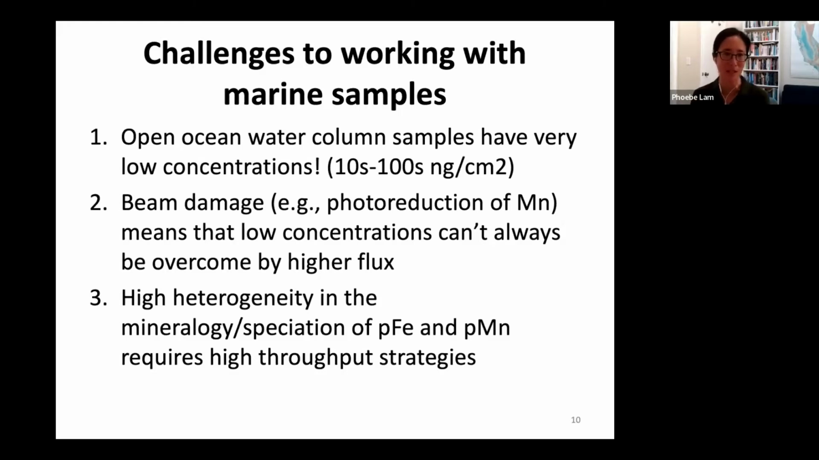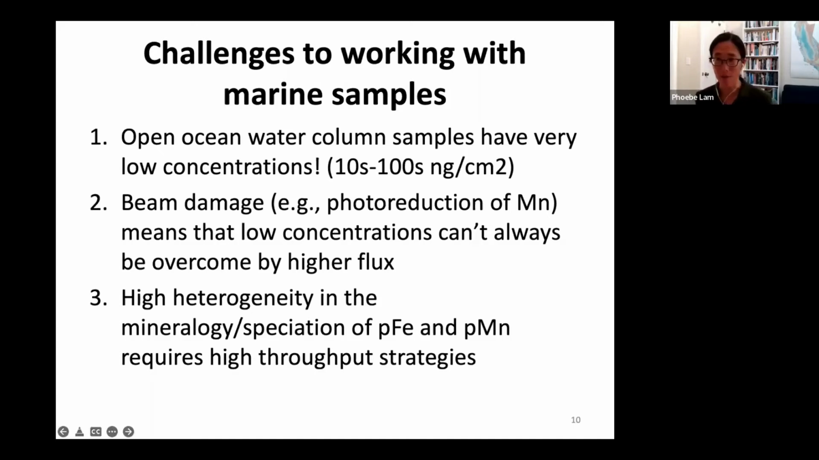So the main limitation is that open ocean water column samples have very low concentrations. I've worked with tens to hundreds of nanograms per centimeter squared. I'll show you later that we collect samples onto a filter and then just put the filter in front of the beamline. Very low, sometimes it's actually more like single nanograms to tens. And that means that EXAFS doesn't really work unless you have very, very high concentrations. So we can't really rely on EXAFS to understand what's going on generally with our samples, because in general, the concentrations are too low. There are exceptions, and I'll show you a couple.